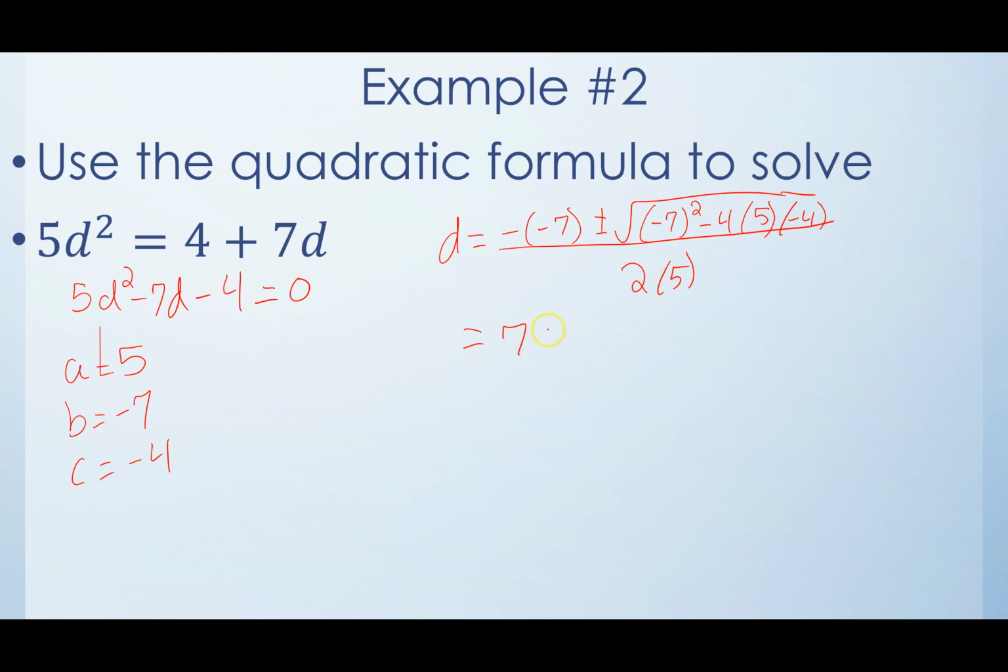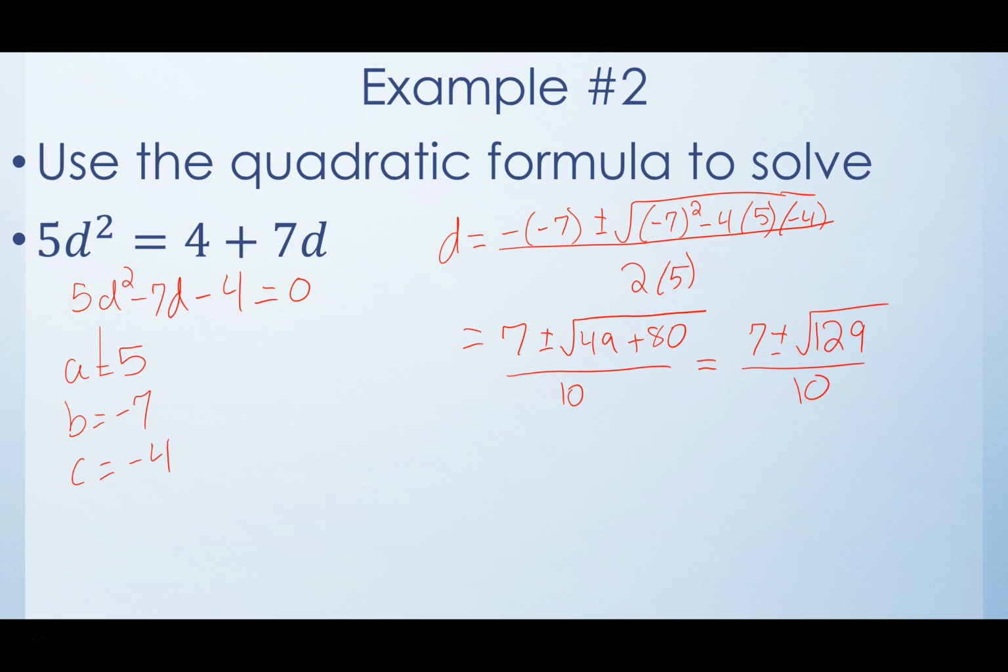So we get 7 plus or minus the square root of 49 plus 80. 4 times 5 is 20, times the 4 is giving us the 80. It's a positive here because the negatives will cancel out. Divided by 10. So this becomes 7 plus or minus the square root of 129 over 10.